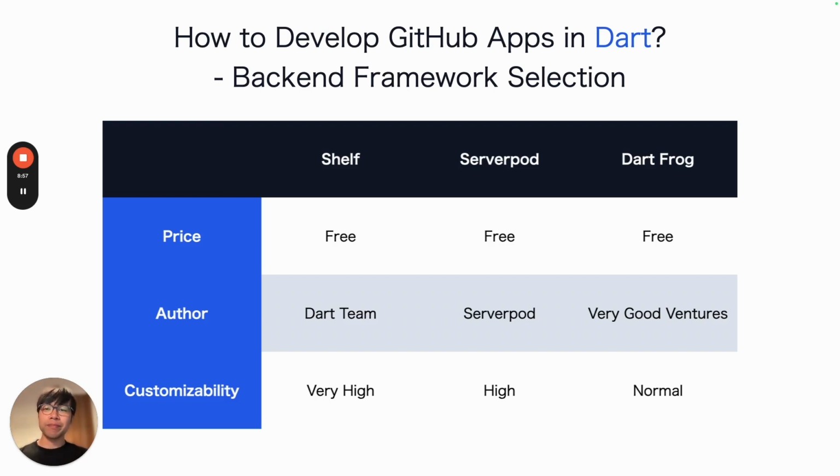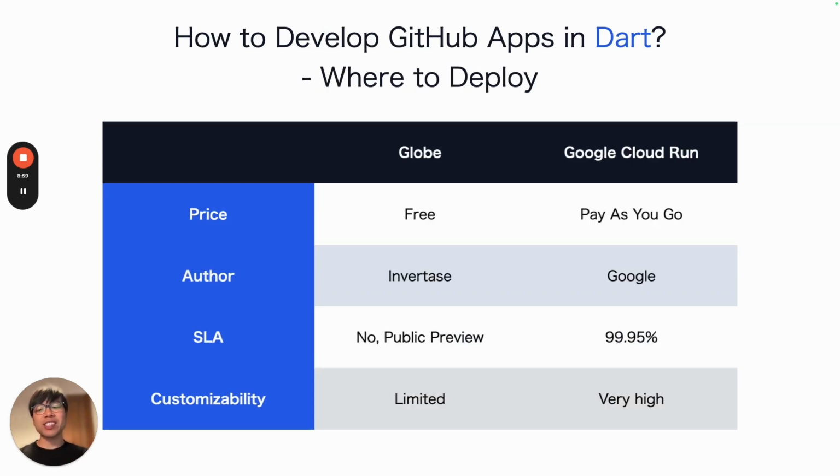the dev server. The next step is where to deploy GitHub Apps. Globe is developed by Invertase. It is now in public preview and free, so this is a very fascinating option for us. On the other hand, Google Cloud Run is pay-as-you-go, but it's very stable.